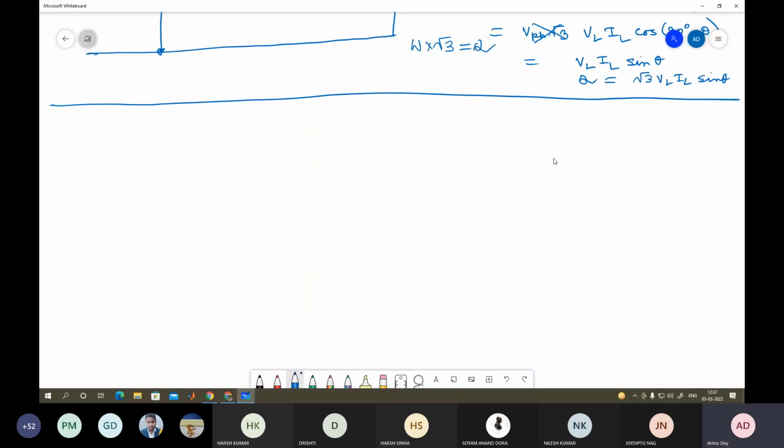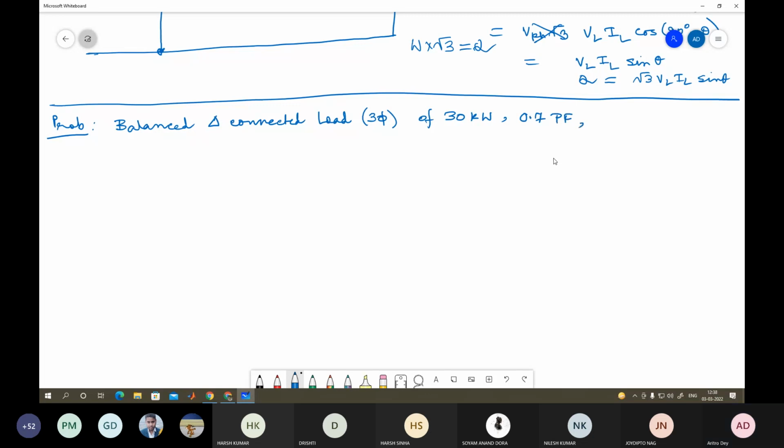So the problem says about a balanced delta connected load, which is three phase, 30 kilowatt, power factor 0.7 pf, which is fed from a 400 volt, 50 hertz supply. Okay.